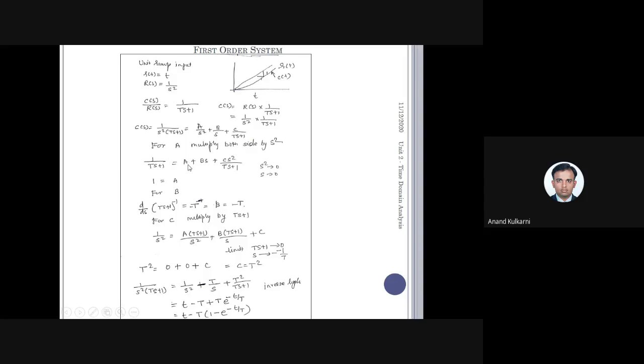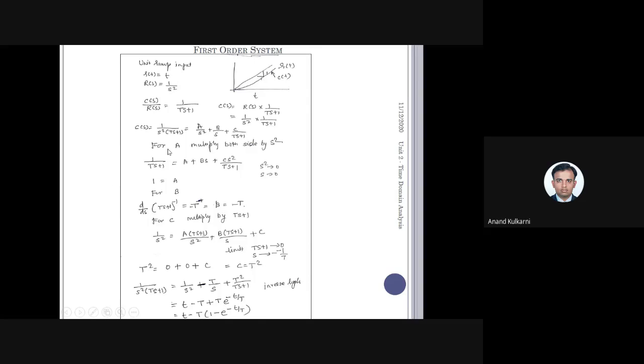Then B into s square divided by s, Bs will remain. Then C into s square divided by (Ts plus 1) will remain. Now take s square tending to 0, or s tending to 0. If you take s tending to 0, this becomes 1. Left hand side becomes 1. Only A is there. This becomes 0. C also becomes 0. So you have evaluated A.